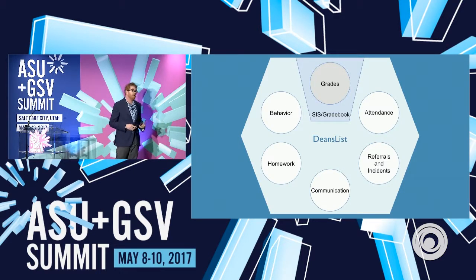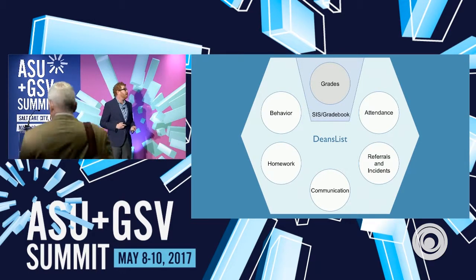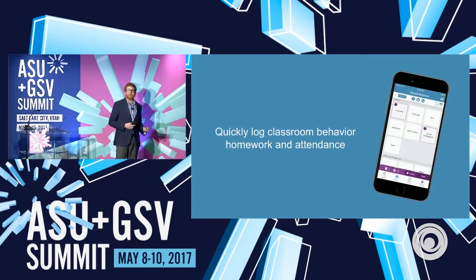With DeansList, we wrap ourselves around a student information system and pull all of that information right out. So everyone in the school has access to all of this information in one place. We give teachers quick ways to track all of the things that are going on in their classroom, like behavior, attendance, and homework. So a teacher can recognize when a student has had a great day and has demonstrated positive core values like perseverance, diligence, or grit. And also when they need to be held accountable because they're demonstrating behaviors that are going to hold them back.